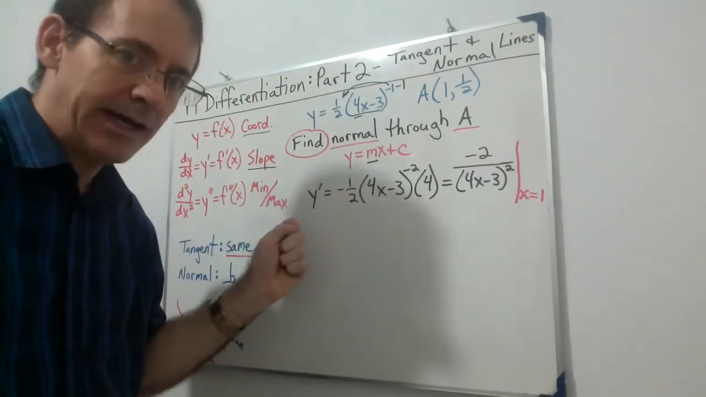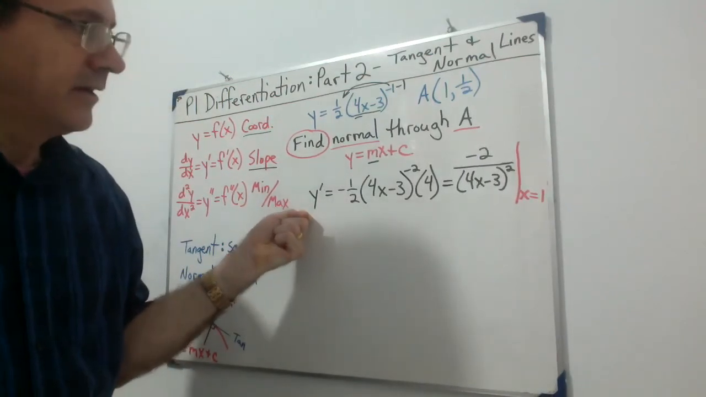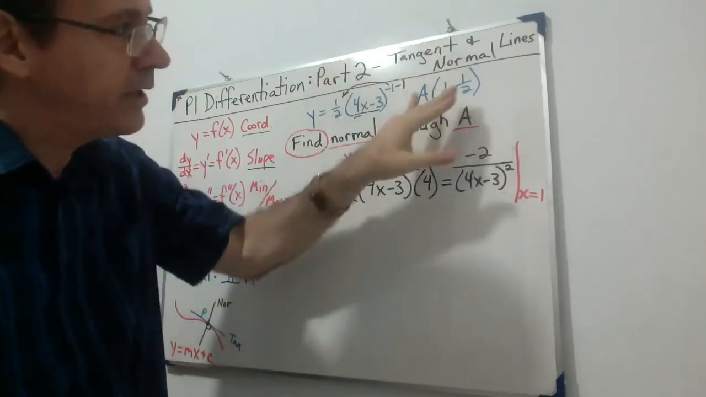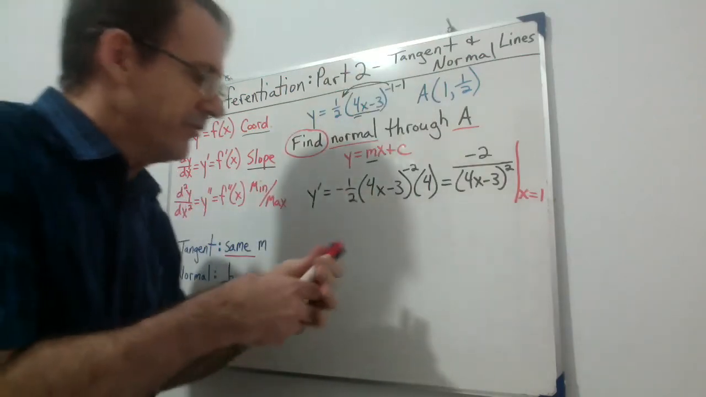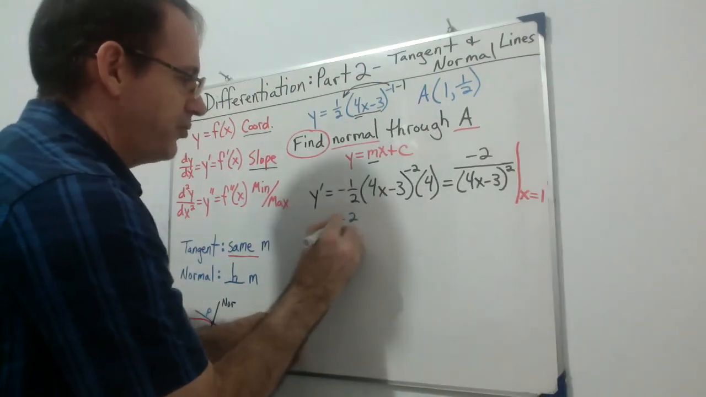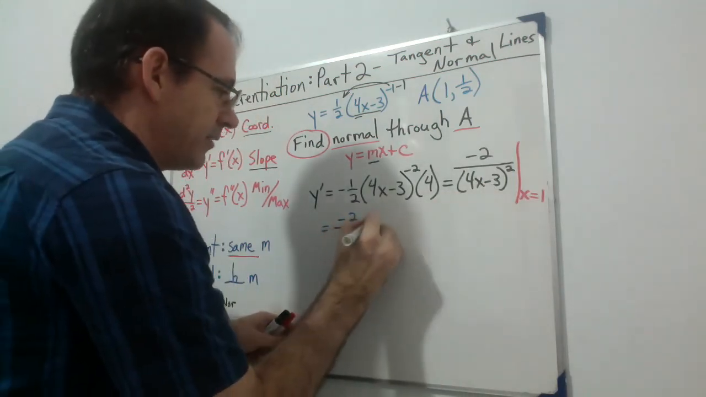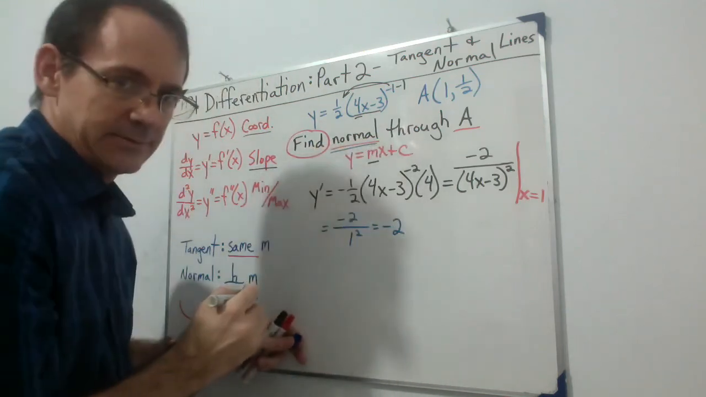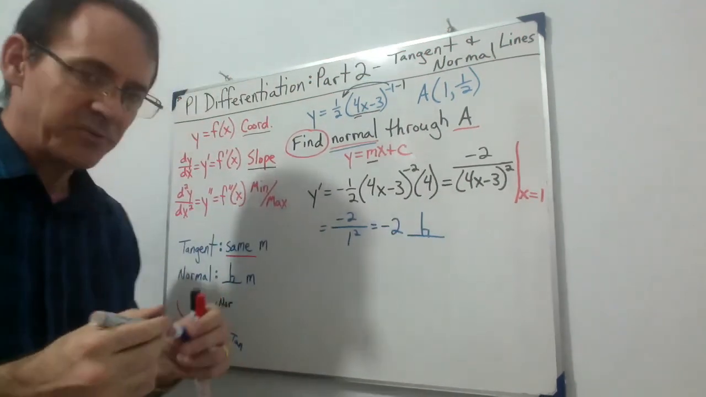This is a dy. Actually, it's a dy over dx right now. It's not y by itself. So you don't try to plug in the 1/2. You're only plugging in the 1. So when we plug that in, we get a -2 over 4 minus 3 is 1, 1 squared. So we get -2. Now this is the normal line, meaning perpendicular slope. Don't forget normal is perpendicular.